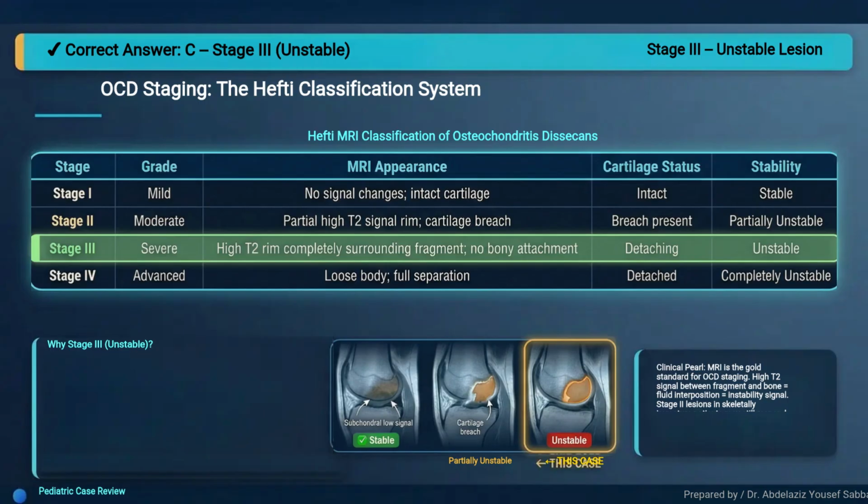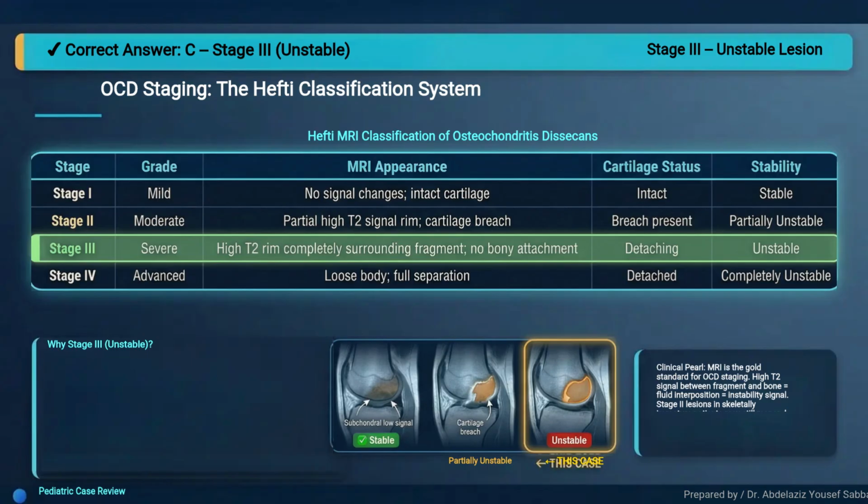The Hefti magnetic resonance imaging classification system has 4 stages. Stage 1 is mild with no signal changes and intact cartilage, indicating a stable lesion. Stage 2 is moderate with a partial high T2 signal rim and cartilage breach, indicating partial instability. Stage 3 is severe with a high T2 rim completely surrounding the fragment and no bony attachment, indicating an unstable, detaching lesion. Stage 4 is advanced with a loose body and full separation, indicating complete instability.